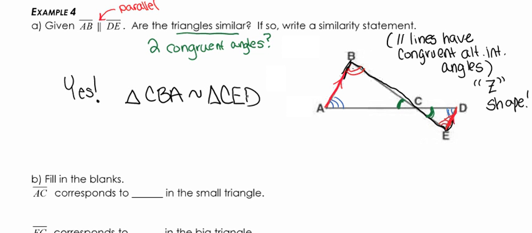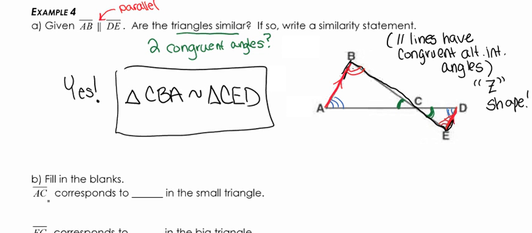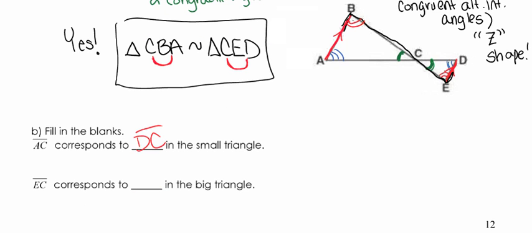And as far as the parts that match up, side AC, well, he's going to match up to side CD or side DC, however you want to think about it. And then lastly, EC, well, EC are the first couple named. It's going to match up with side BC or side CB. They're one and the same.